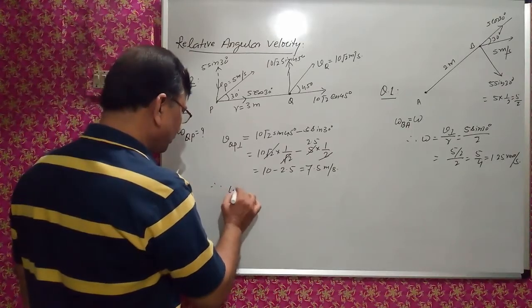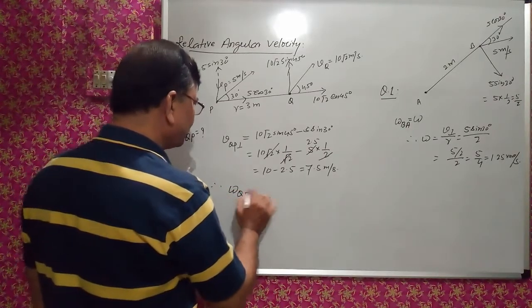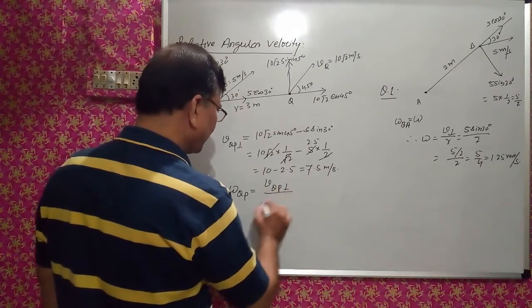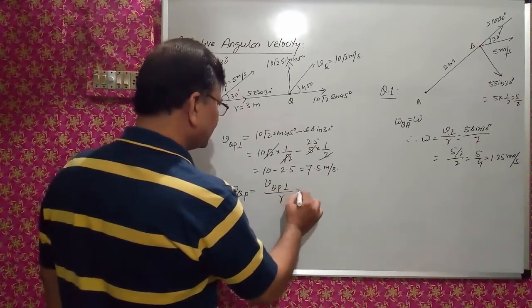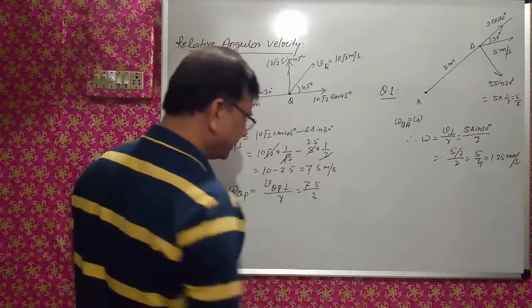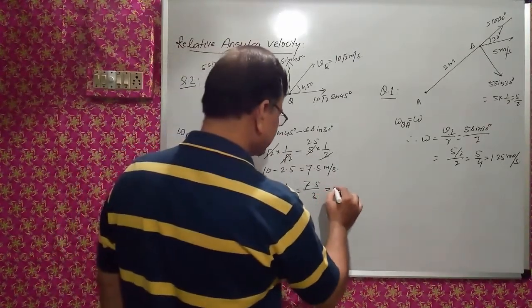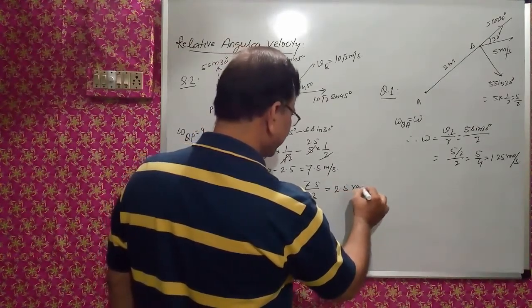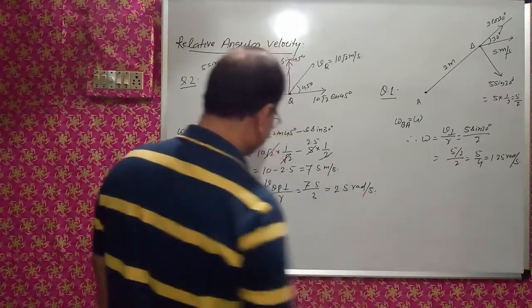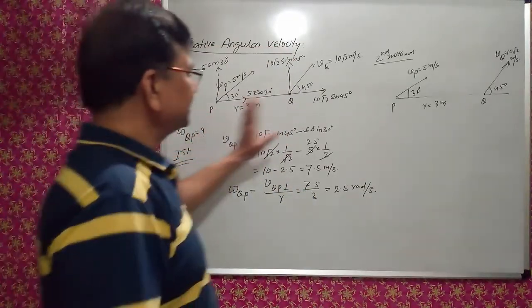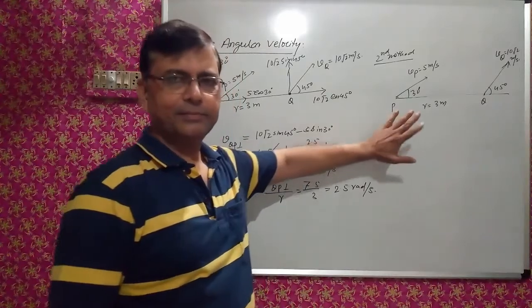Therefore, omega of Q with respect to P is equal to VQP perpendicular upon R, that is 7.5 upon 3, right? That is 2.5 radians per second. It is the first method. Same question I have taken in a different way.